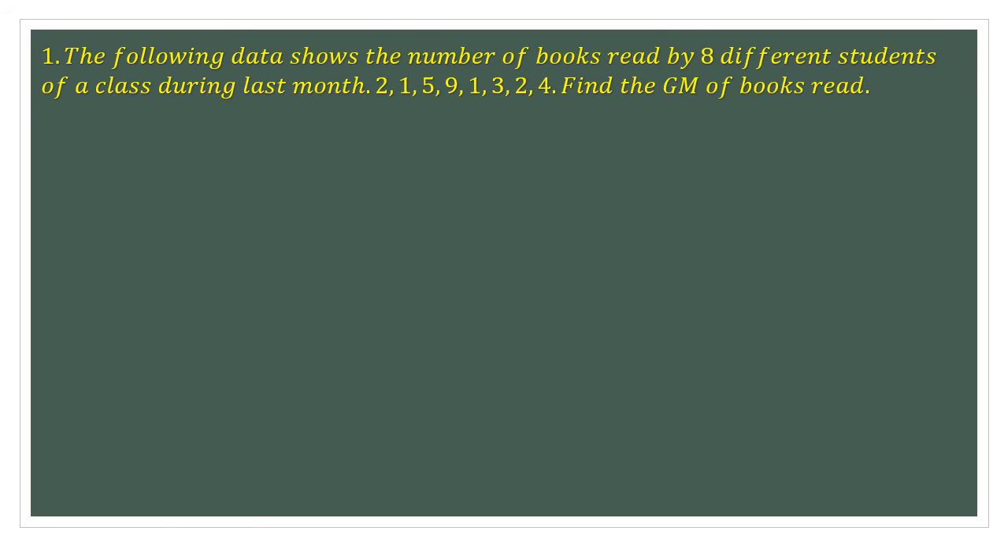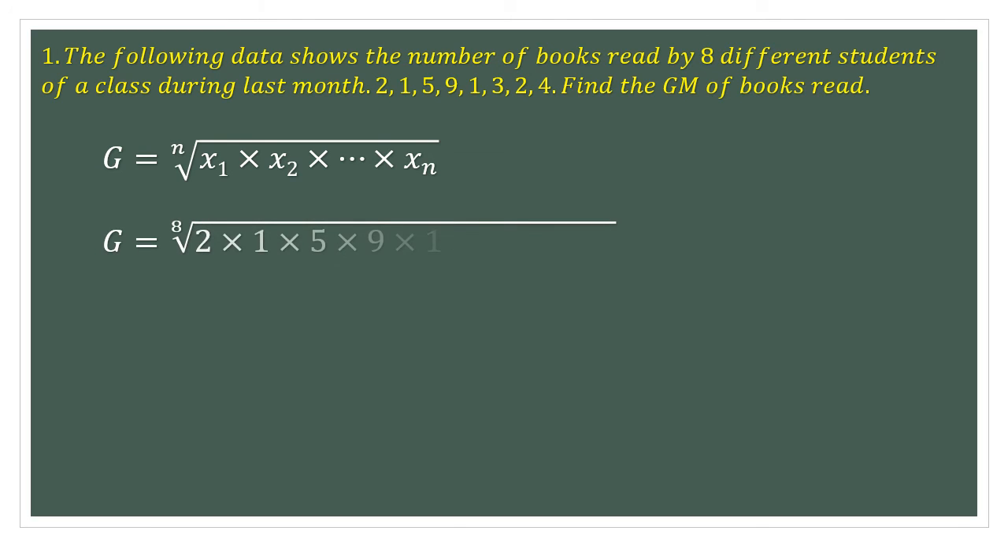So we have 8 different observations, the average of which is to be found using the geometric mean. Write down the formula for geometric mean. Now because there are 8 observations, we will be calculating the 8th root of the multiplication of all the 8 observations. So write down its multiplication. The value here will be 2160.